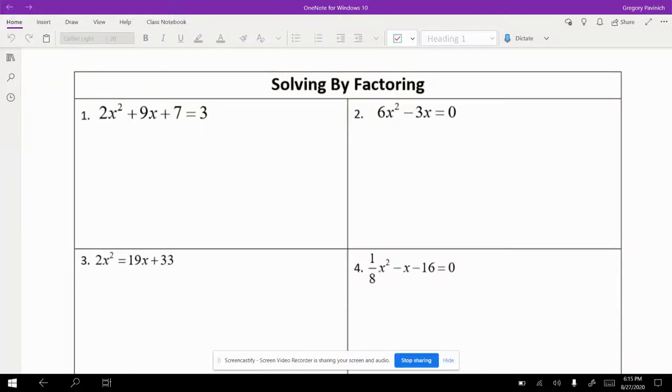Hey, this is our first section on solving quadratics. This section has got lots of stuff in it, so we'll probably spend some time on this one section. I think it's 1.3 or 1.4. But anyways, we're going to start off with something that we already know how to do, which is factor.